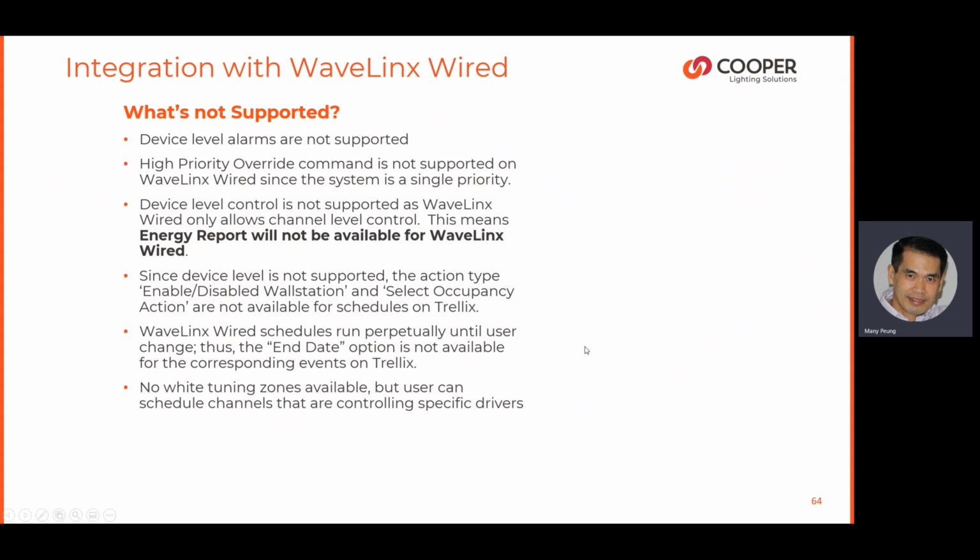Also, there's no white tuning zone available in WaveLinx Wire system, but the user can schedule the channel that is controlling a specific driver, right? So if you know a specific driver that is controlling the color temperature channel of the fixtures, you can still control the color temperature that way. Okay, but we don't have the actual white tuning zone available on the Trellix for WaveLinx Wire.